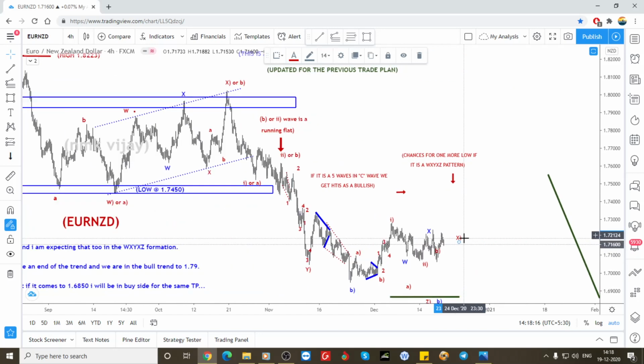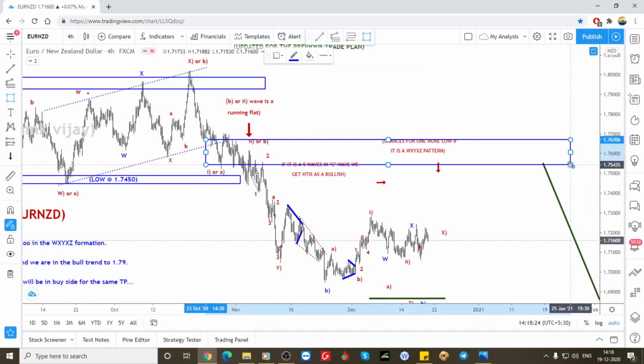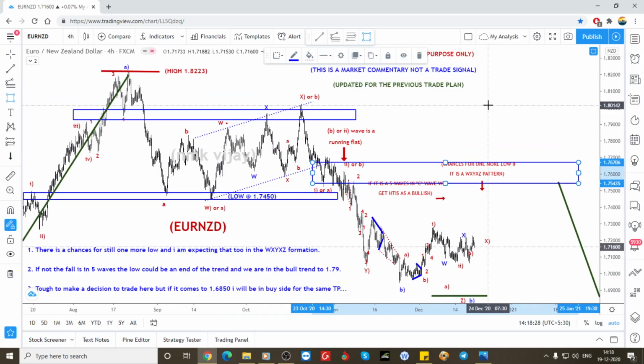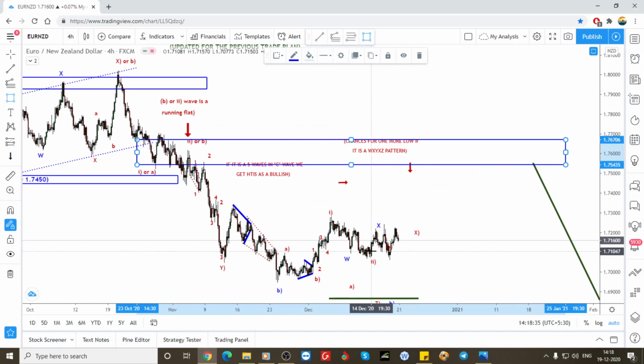But I am expecting my target is 1.77. It has to achieve 1.77. This zone has to come. So whether it is getting ready now, or it is making one more new low and then it can go higher, because here the euro has also strengthened, and New Zealand also strengthened. That is why it keeps on being messy.